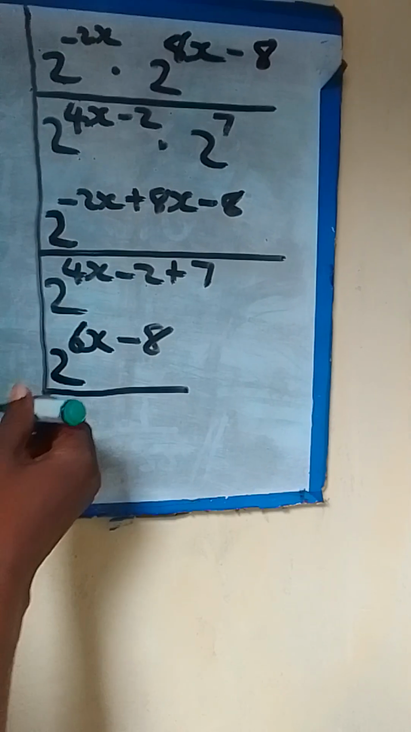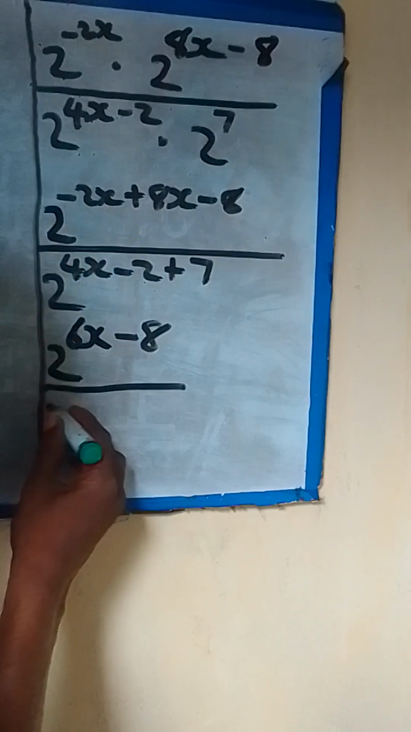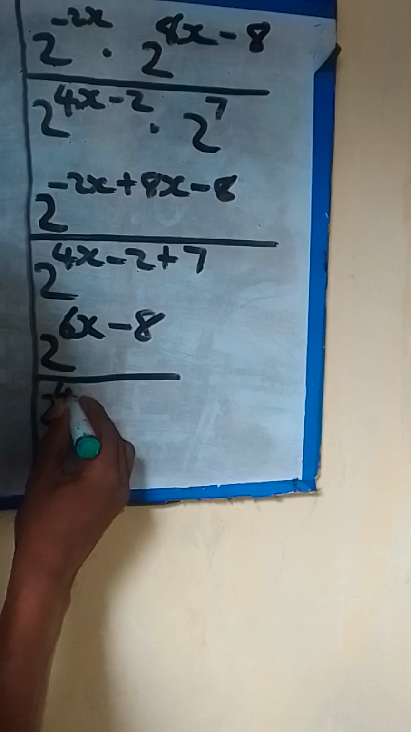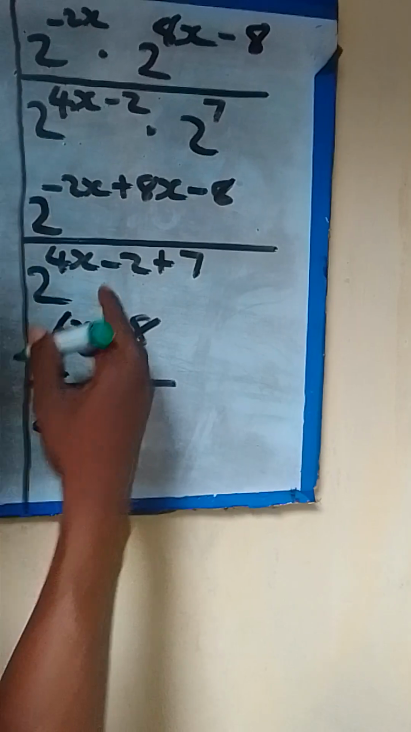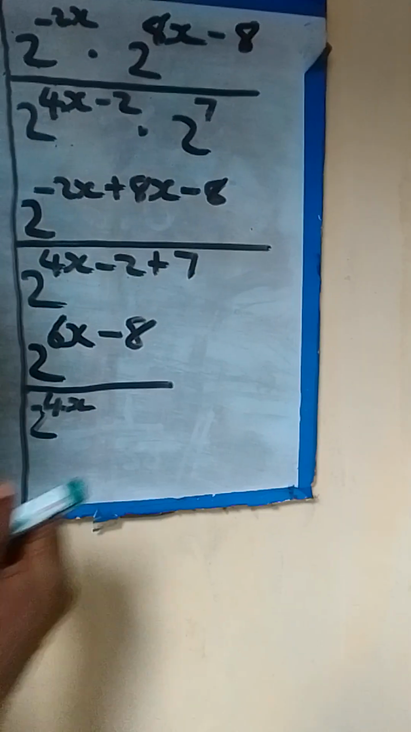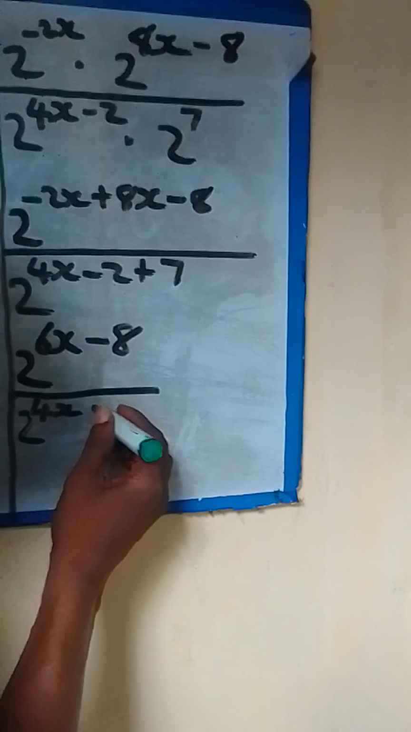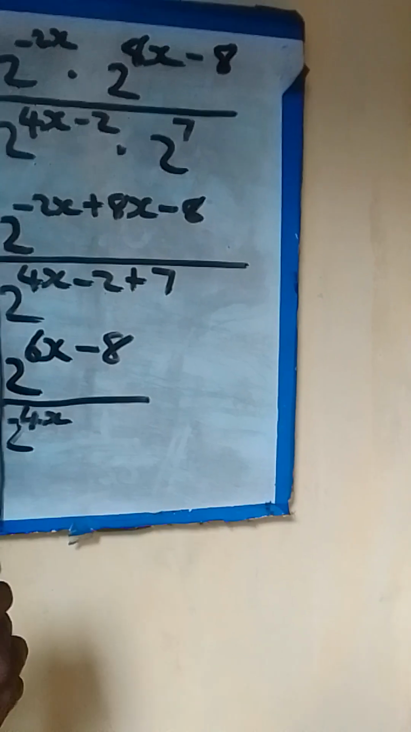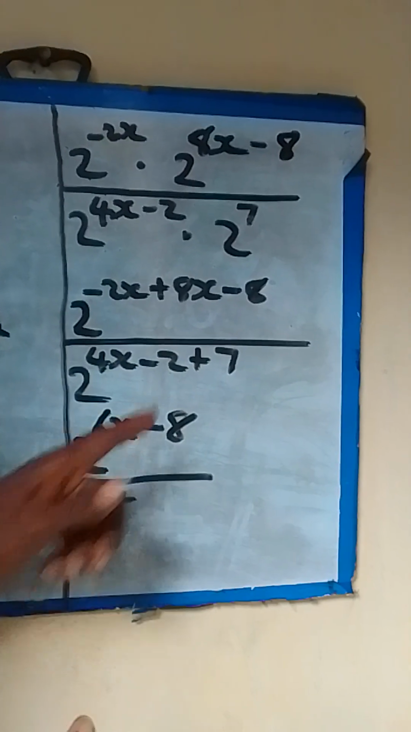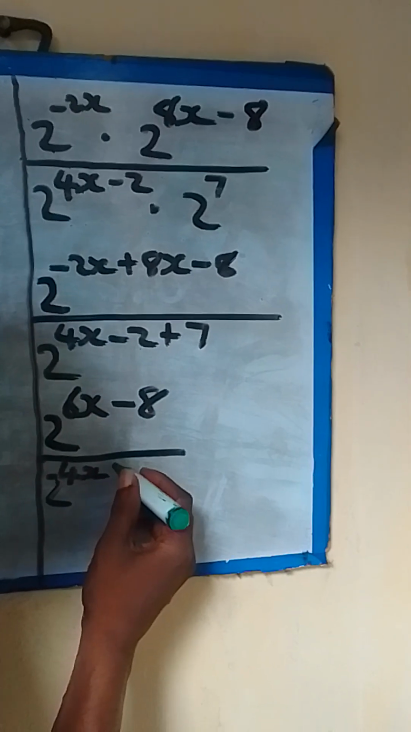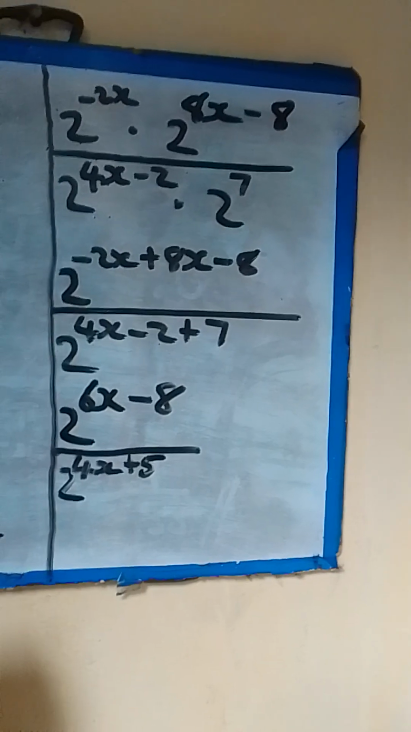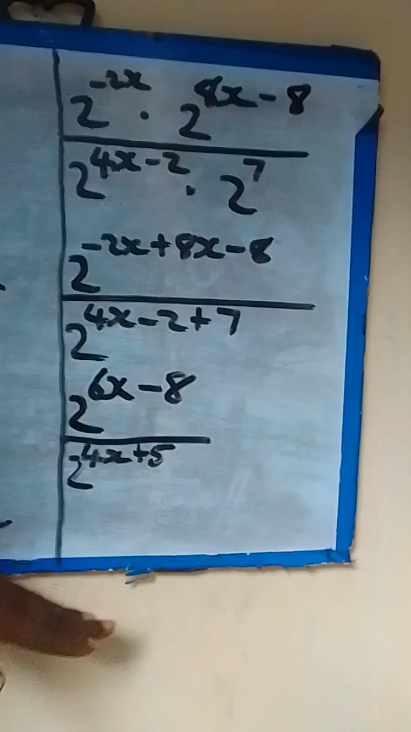You do the same here. Now this is 2 raised to power 4x minus 2 plus 7. You subtract 2 from 7, you'll be having 5. And now the result will be carrying the sign of the bigger number. The bigger number here is 7, carrying plus. It becomes plus 5. As you can see.